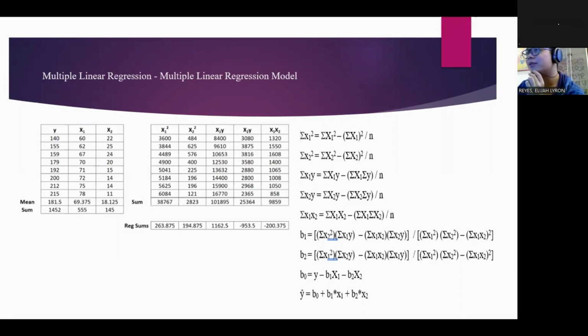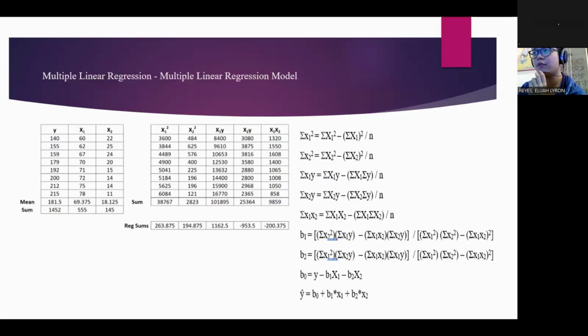And the formulas on the right are the formulas that we are going to need to arrive at our final conclusion. So we have the summation of x1 squared, which is summation of x1 squared minus the summation of x1 then squared all over n. Then followed by same formula for x2 squared. Then we have x1y. Summation of x1y is equivalent to summation of x1y minus summation of x1 times summation of y all over n. Similar formula for x2y.